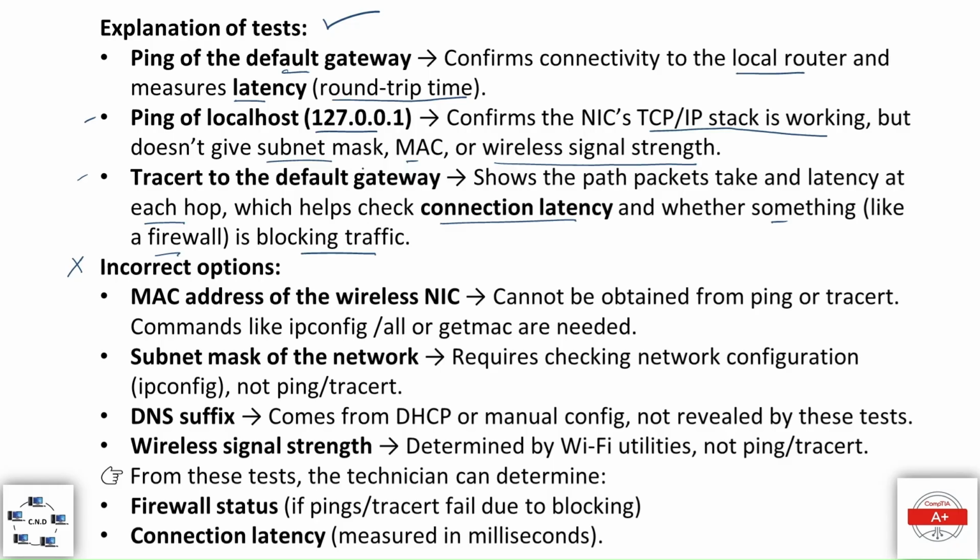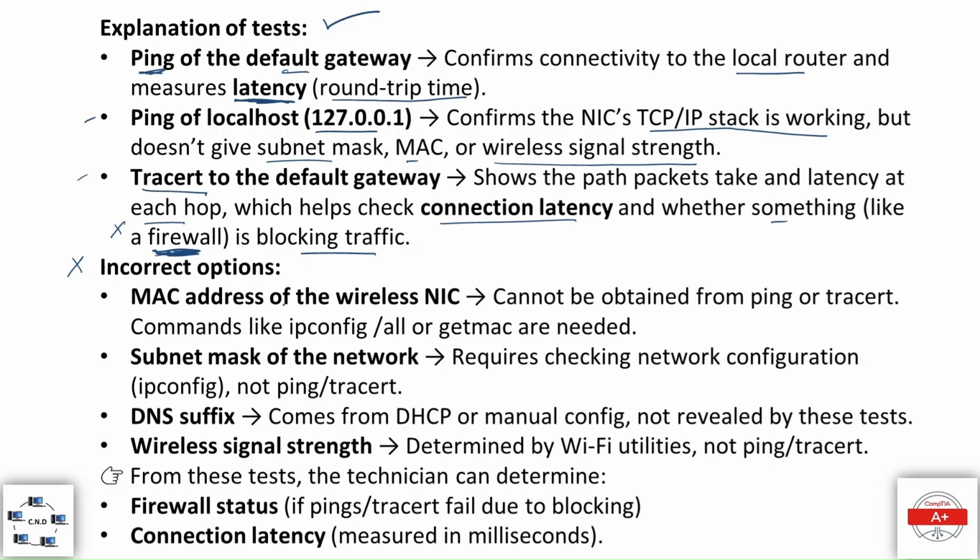So using these tests, we can check the latency, which was the correct option. We can know the latency from the ping command. It shows the round trip time, and also the firewall status. When we trace route to the default gateway, and if some packets are dropped, then we can know that the firewall is blocking something, so we can know the status. We know the status of the firewall from this trace route command.